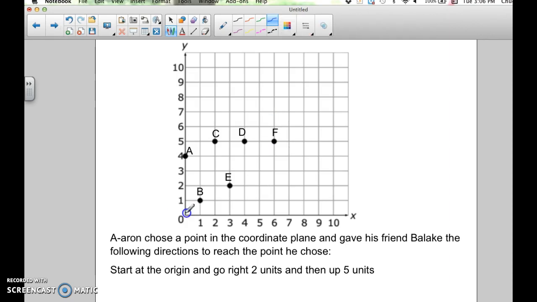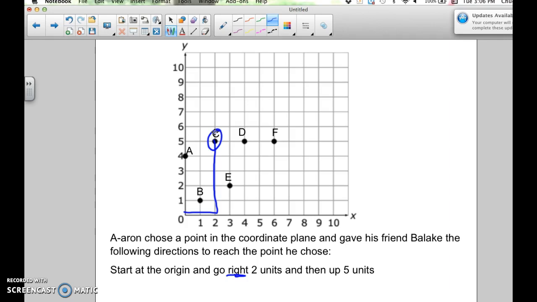So go right 2 units. That is the origin. Go right. It's all right. Go right 2 units, then up 5 units. And what letter did we hit? C. Tomorrow, you will see some things that are very similar to that. Can you follow those types of directions?